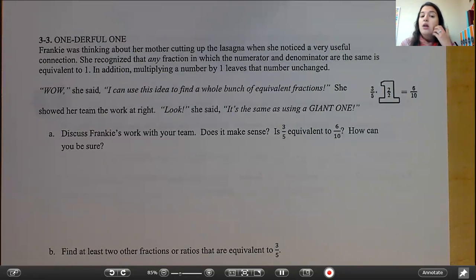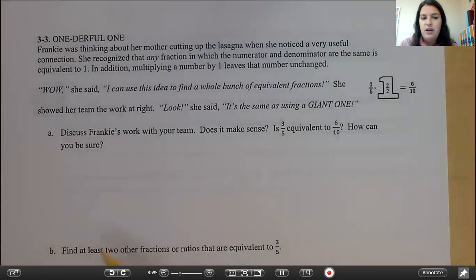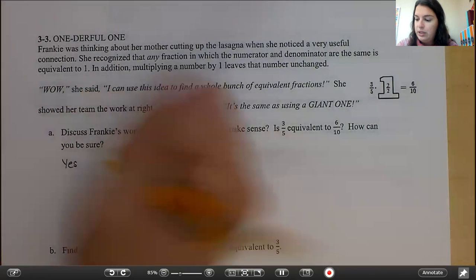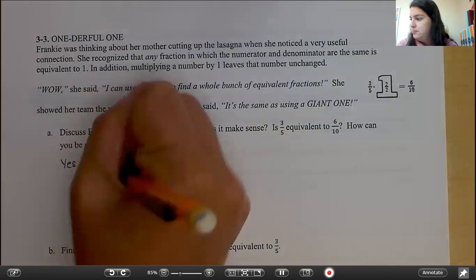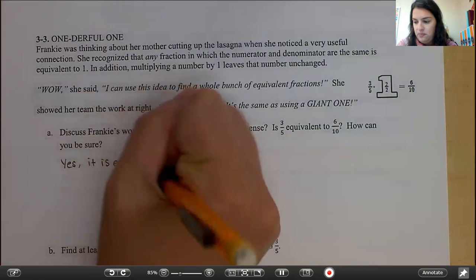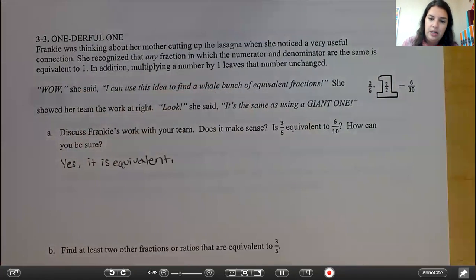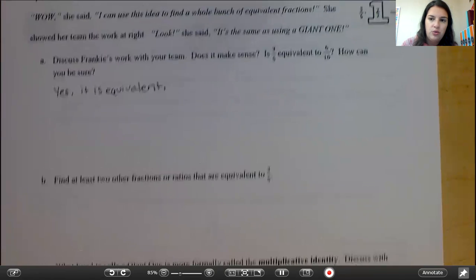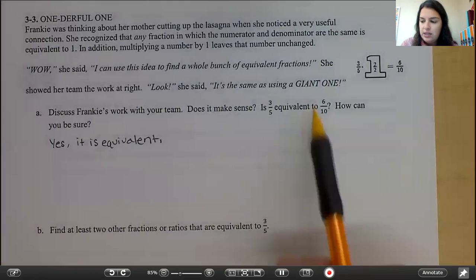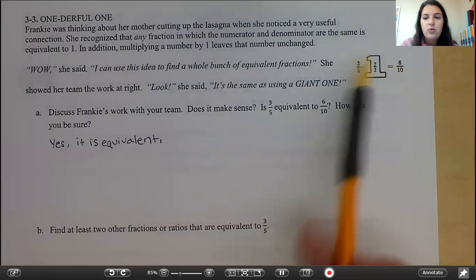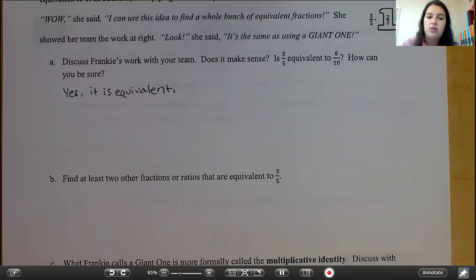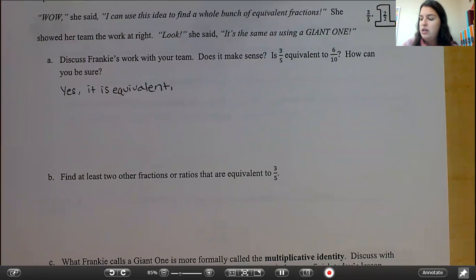Okay, if you're back with me, hopefully you've answered part A. So your explanations are all going to vary, but hopefully you said that yes, it is the same, or yes, it is equivalent. So B, find at least 2 other fractions or ratios that are equivalent to 3/5. You cannot use 6/10 because it's already been done for you, but look at the work she did with the giant 1 and figure out 2 others that are equivalent to 3/5. Go ahead and pause the video and do that here.